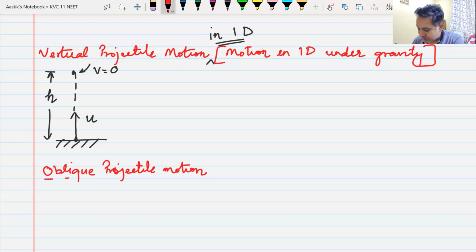Oblique projectile motion. In this projectile motion, what is going to happen? It is known as oblique. Can you tell me what is going to happen? In the first motion, the ball was thrown directly up. It came directly down. What is going to happen in this case?